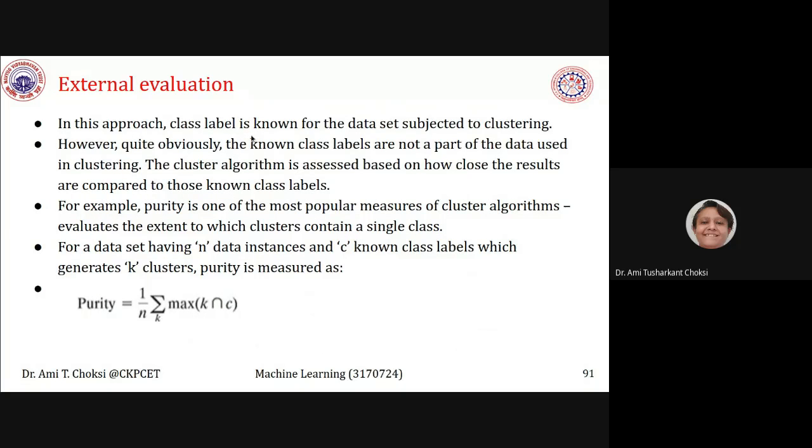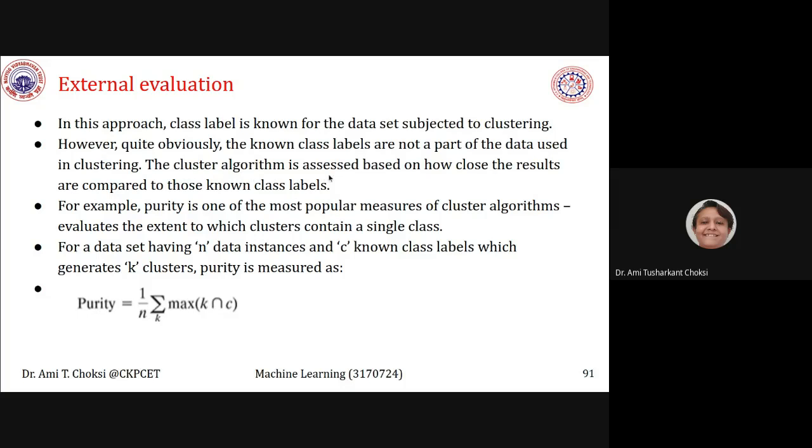In this approach, the class label is known for the data set subjected to clustering. Oh God, a class label in clustering? So is it classification? Is it supervised learning? No, it is not. So what is it? However, quite obviously, the known class labels are not part of the data used for clustering. They are not used for clustering.